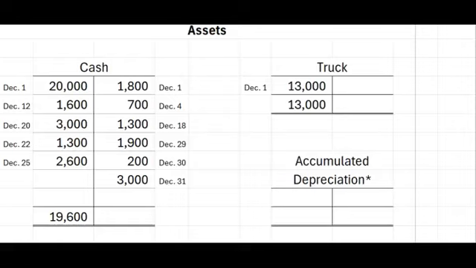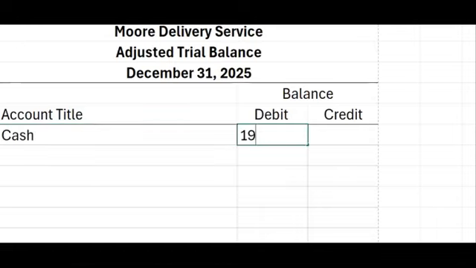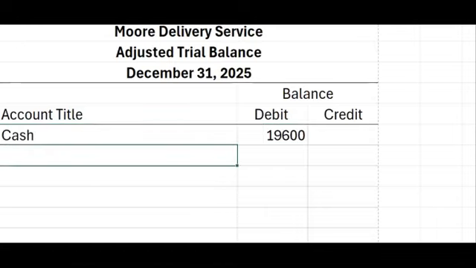Our first asset is cash. The balance in cash is $19,600. Cash debit balance of $19,600. Then we'll list our asset account, accounts receivable. The balance is $3,900 debit.